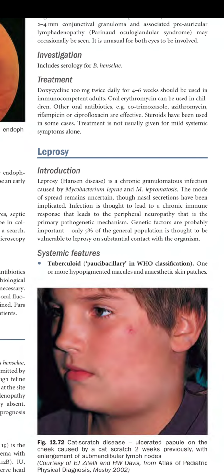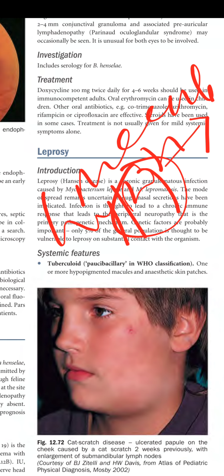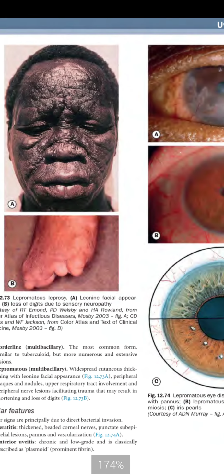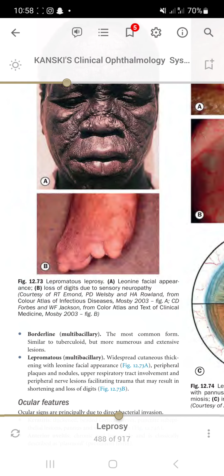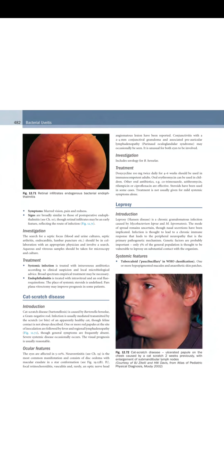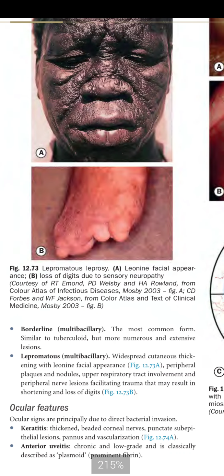One or more hypopigmented macules and erythematous skin patches. So basically a macule is an area of depigmentation without any raising or papule formation. It is just a skin color change. So there is going to be the hypopigmented macule with an anesthetized skin patch. Borderline is multibacillary, the most common form, similar to tuberculoid, but with more numerous and extensive lesions. So borderline has more lesions than tuberculoid.